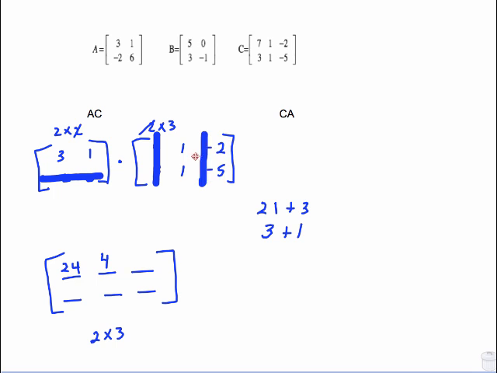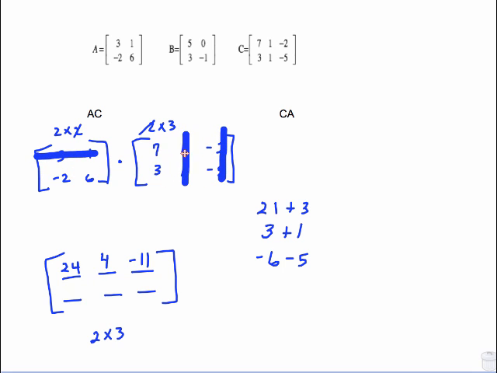Move your cover over again. This is first row times third column. We'll go in the first row, third column position. 3 times negative 2 is negative 6. 1 times negative 5 is negative 5. Will give me negative 11 right there. Move your covers over here and begin again.